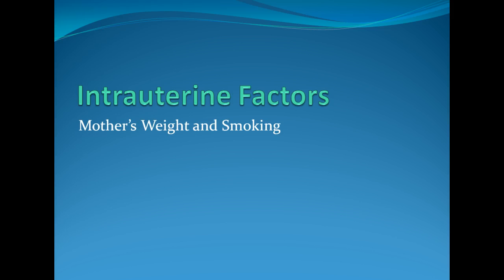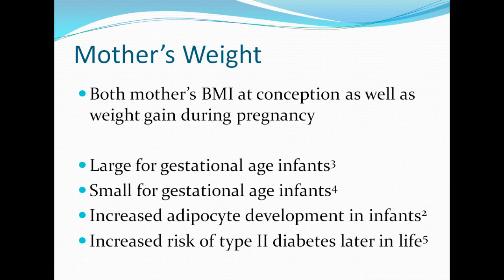First, we're going to look at some intrauterine factors. Two of the main ones that a majority of studies have seen are mother's weight and smoking. When we say mother's weight, we mean both how much the mother weighed at conception and during her first trimester, as well as how much weight she gains during a pregnancy.